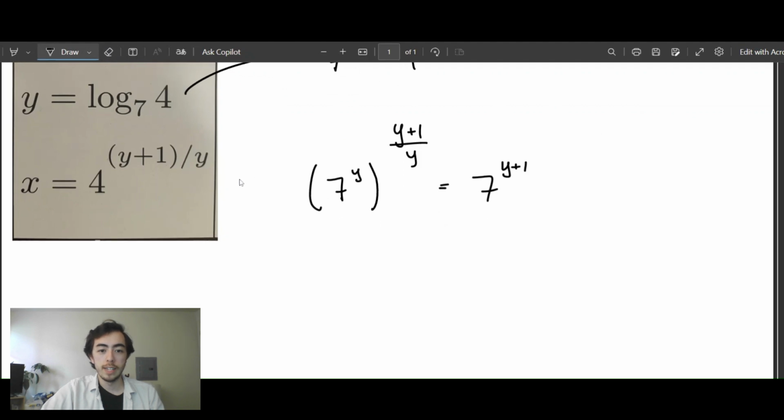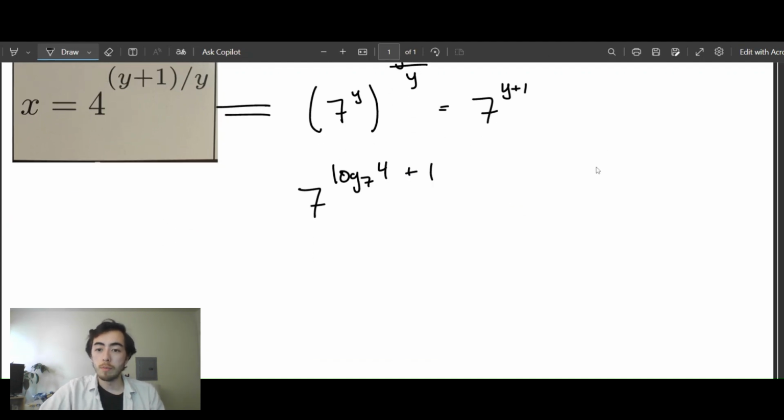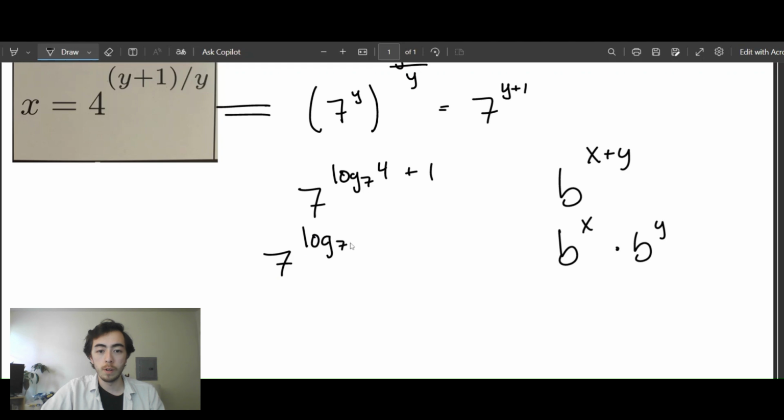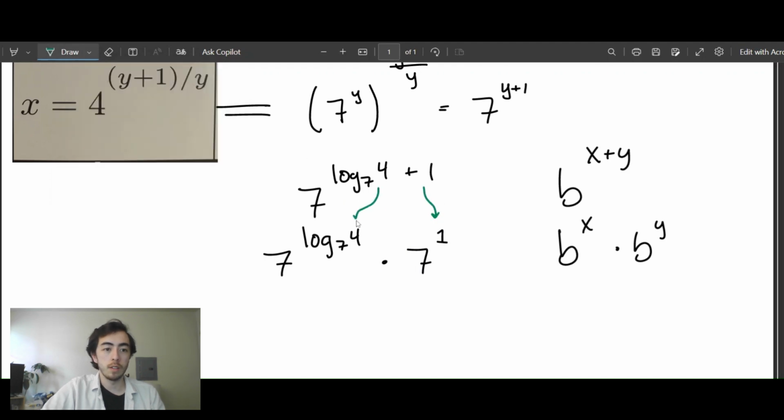So I could say that this is equal to that, which is equal to that. Maybe I could plug in the y at this point. I have 7 to the power of log base 7 of 4 plus 1. And yeah, why not? Let's use another log rule here. If I have a base and I have a power that is a sum, then I can split up the sum kind of like this. So this is the same as 7 to the power of log base 7 of 4 times 7 to the power of 1. I'm just splitting up this exponent like that using the log rule on the right.